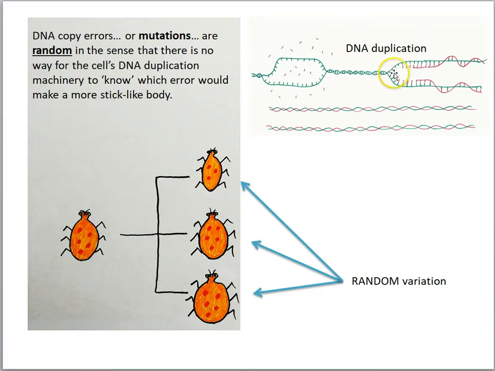We now know, of course, that mutations arise when during DNA duplication there can be errors that happen. The protein machinery sort of makes a mistake when copying DNA. And these DNA copy errors or mutations are random in the sense that there's no way for the cell's DNA duplication machinery to know which error would make a more stick-like body. So the stick environment can't influence this process, neither can the parents. The parents are looking around saying, hey, we're in a bunch of sticks here, let's have more stick-like babies. They can't influence this process either. So the variation is random with respect to the sort of characteristics of the environment and what would be a good trait or a bad trait.